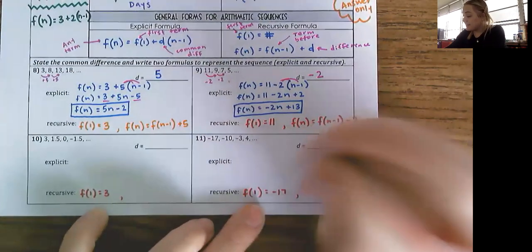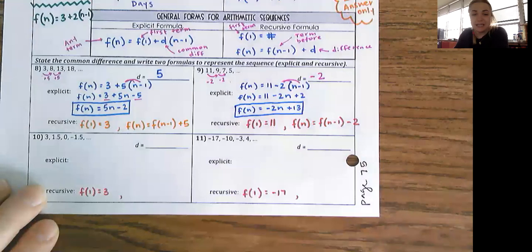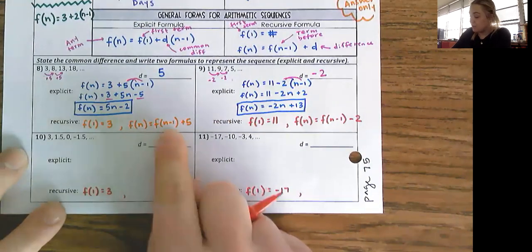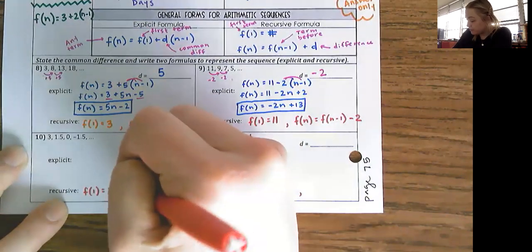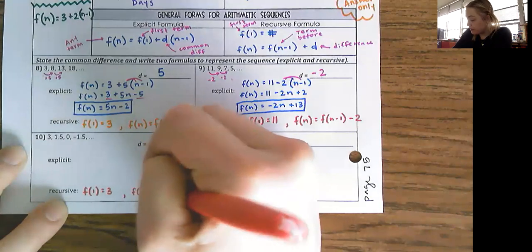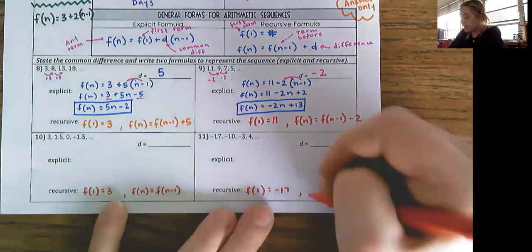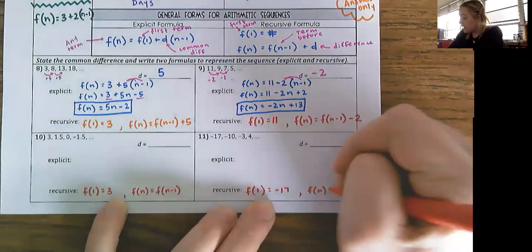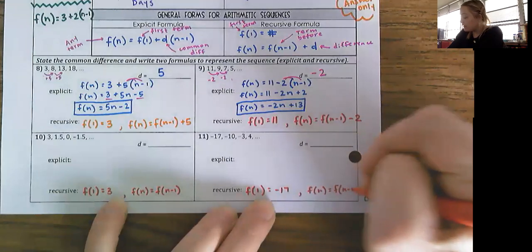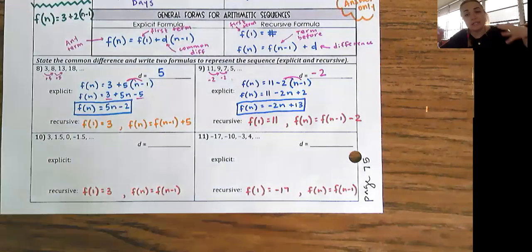Okay, then this next part is almost always the same. It starts with f of n equals f of n minus 1. It always starts with that. Then all you have to figure out is what's being added.